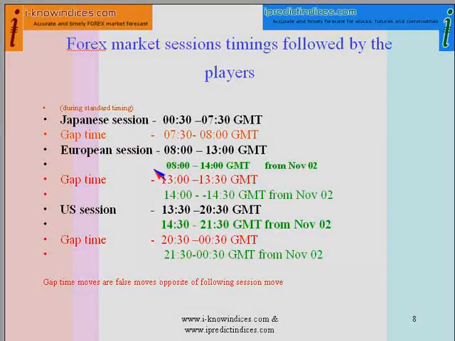With regard to the session timings, the European session we have seen is 8 to 13 GMT, and from Monday onwards it will be 8 to 14 GMT, and 14 to 14:30 GMT will be the gap time from Monday onwards. Today the US session is 13:30 to 20:30 GMT, and 14:30 to 21:30 will be the US session from Monday onwards. The gap time timing is also given.